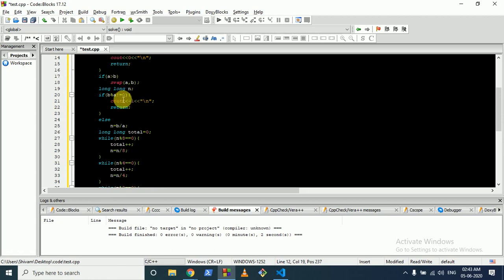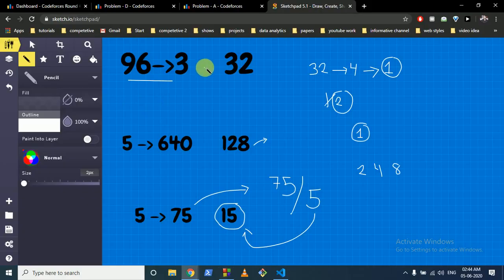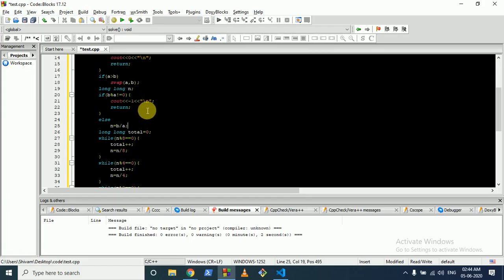Then we check whether b mod a is not equal to 0. It means b is the greater one, and if it is not divisible by a, how can we actually go from a to b? So we just return -1. Else, they are divisible, and we store in n the number we get after dividing 96 by 3, that is, n equals b divided by a.